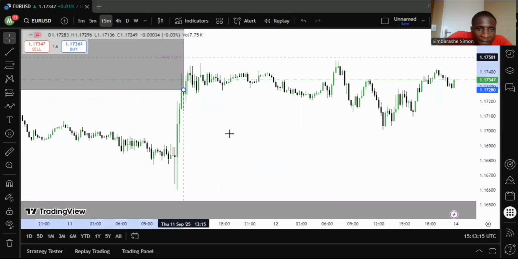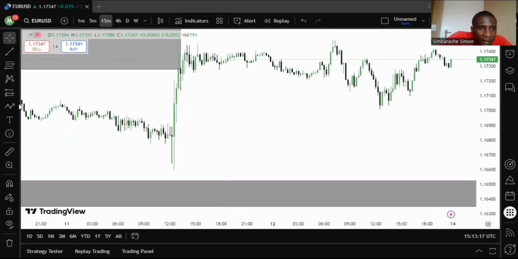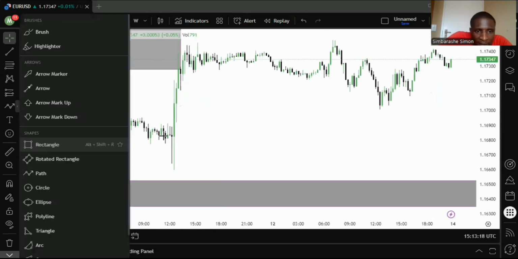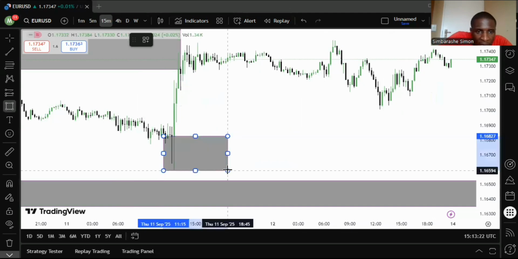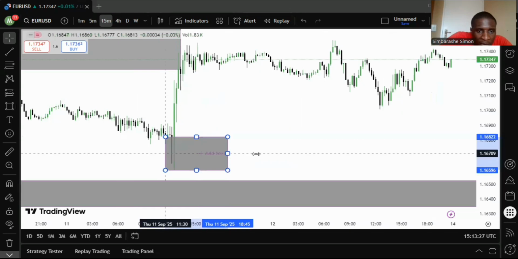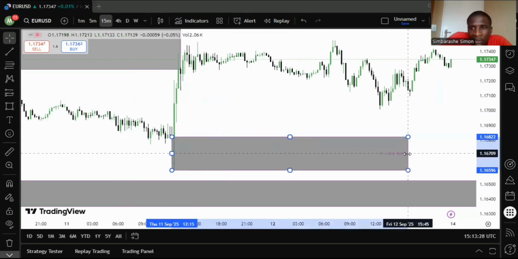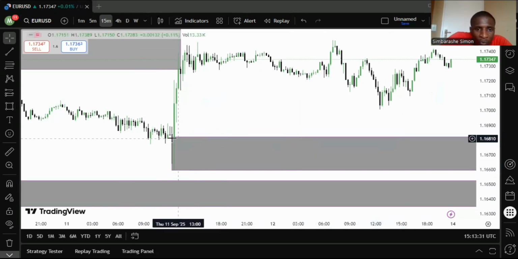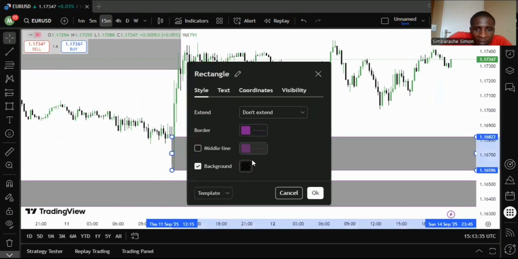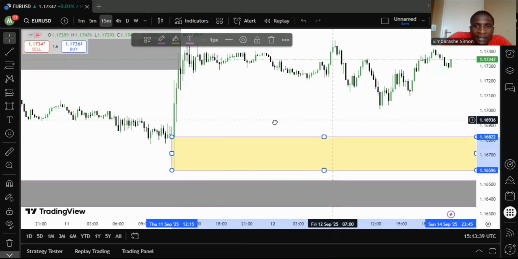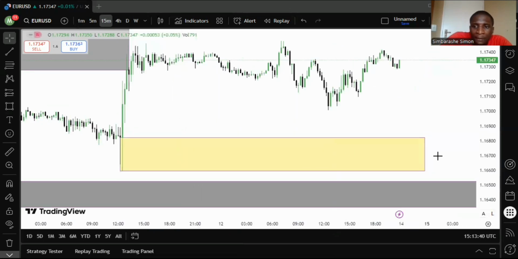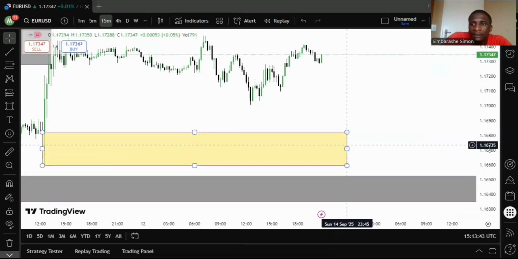So something like this here. Here I'm going to take out a rectangle to mark this low point. I like this kind of wicks here because these wicks already sweep orders that are sitting on that wick, guys. So I'm going to change the color so that it won't confuse us. This is 15 minutes, guys. Don't forget that. Something like this.